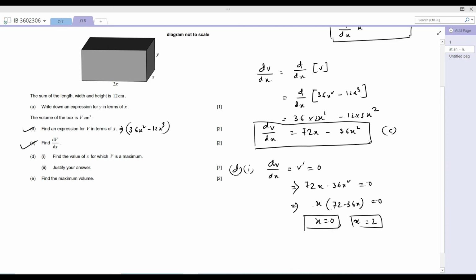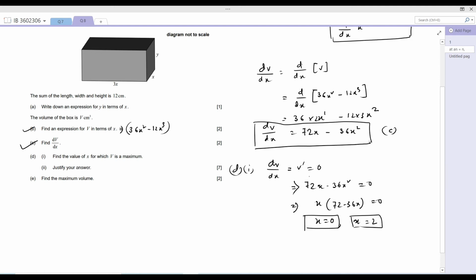So from here you can see that at x equals 2 it will have the maximum value. Again, how you will find out this particular fact, whether at x equals 2 it will have the maximum value or not?